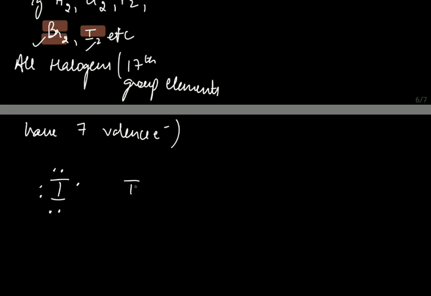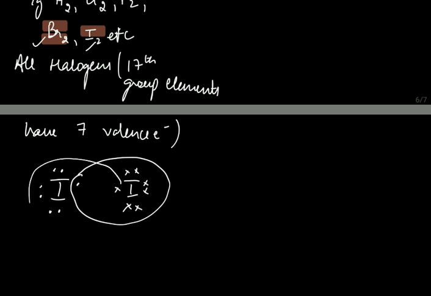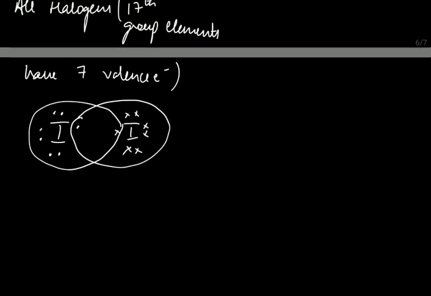So 7 over here, then another iodine atom. Even if you don't know the atomic number, that's okay, but at least we know that valence electrons are 7. So again, you will complete its octet. Since it's 7 valence electrons, it's going to share 1 electron, so it's going to complete its octet. Similarly over here. And we are going to have iodine as a single covalent bond.